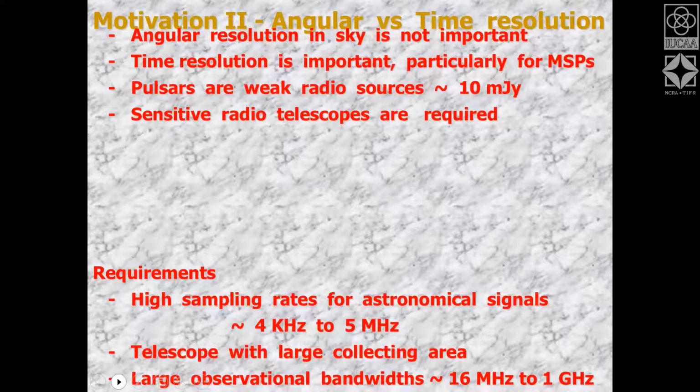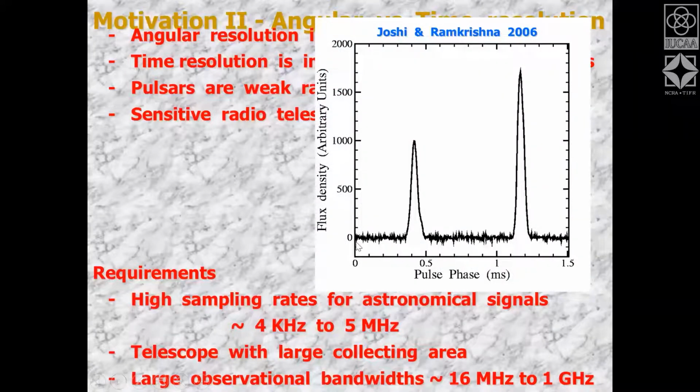Okay. So these are some examples of high time resolution. This is coherently de-dispersed data for the fastest or the second fastest pulsar, 1937. And you can see a very clear two-pulse structure there. The time resolution here is 200 nanoseconds. Okay, so that's the kind of time resolution which one is talking about.